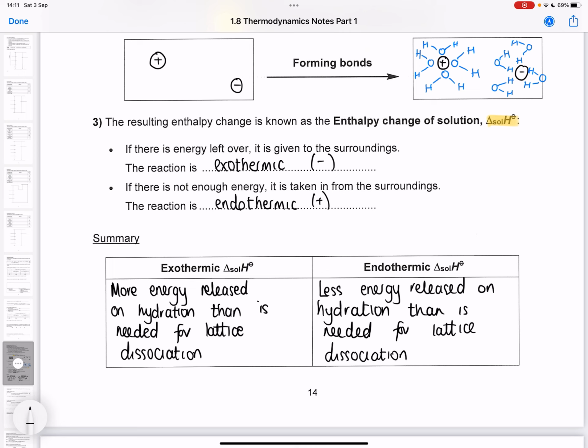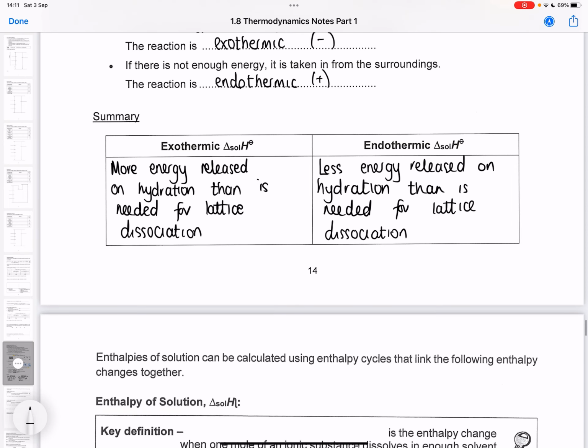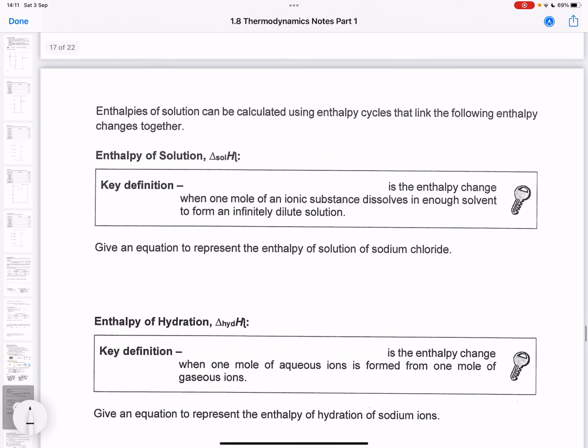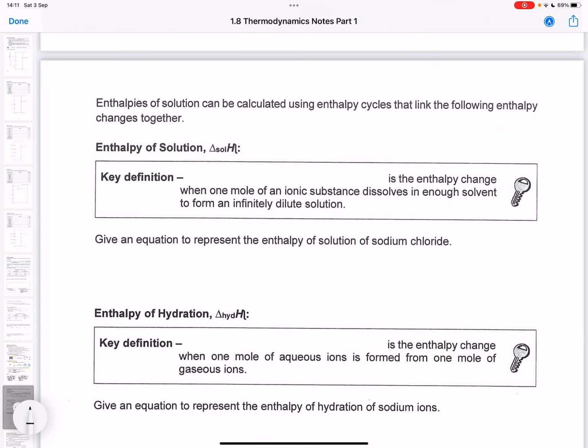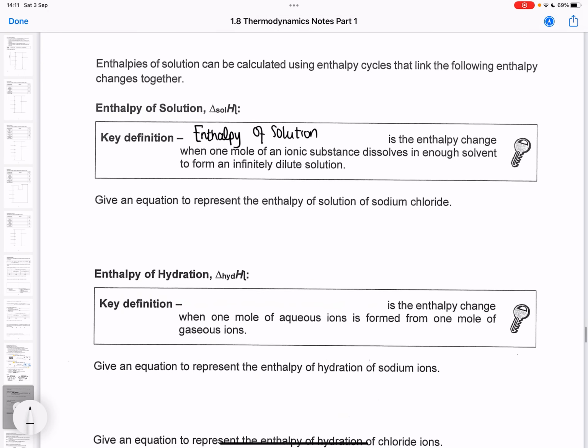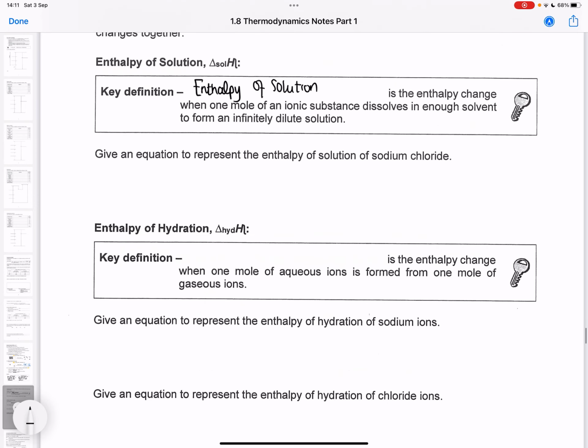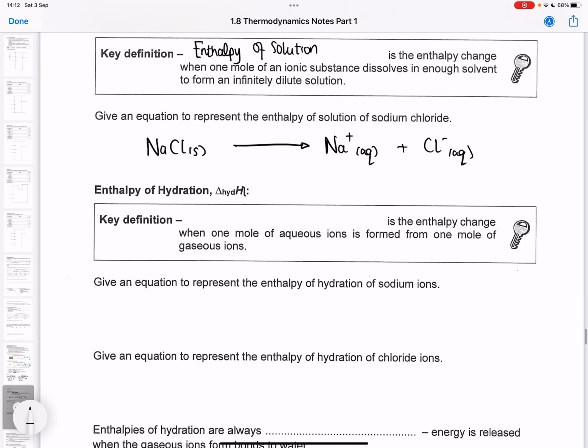So how do we go about calculating this enthalpy of solution? First thing we need to know is all our definitions. So our enthalpy change of solution is the enthalpy change when 1 mole of ionic solid dissolves in enough solvent to form that solution. So if we think about sodium chloride solid, it's going to form sodium aqueous ions and chloride aqueous ions. That's the process that we're trying to measure. That is the enthalpy change of solution.